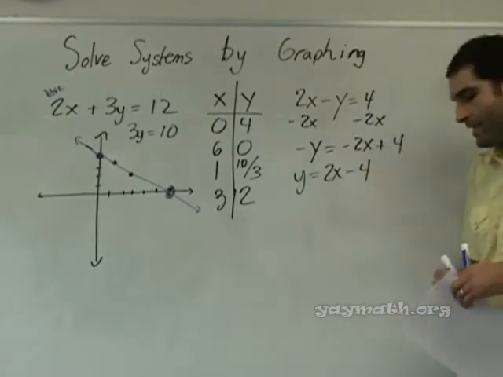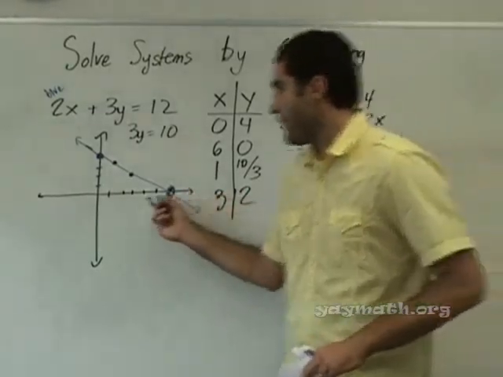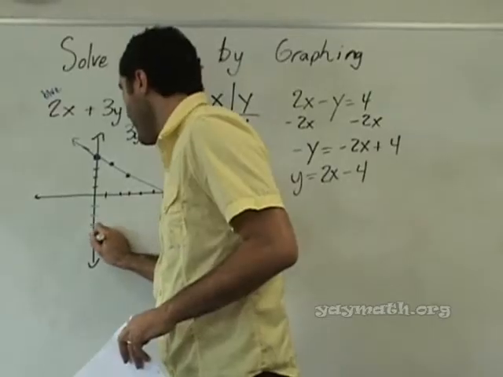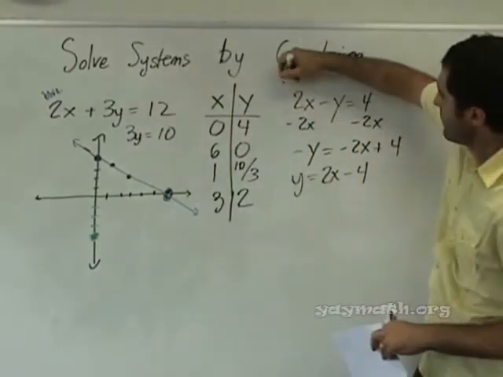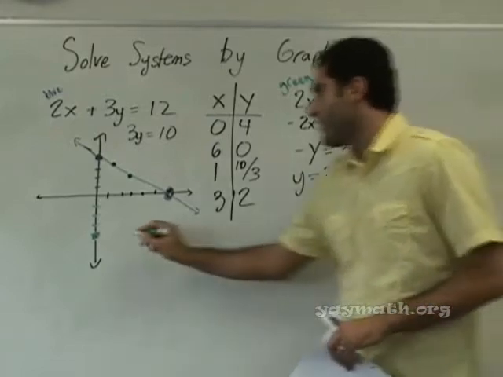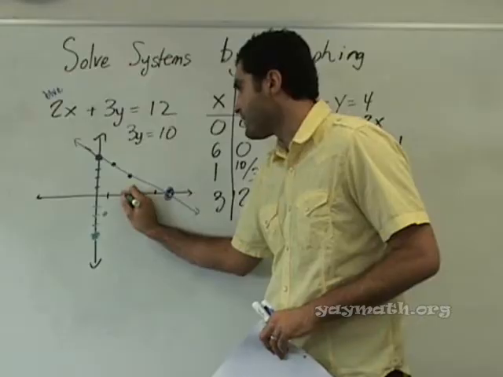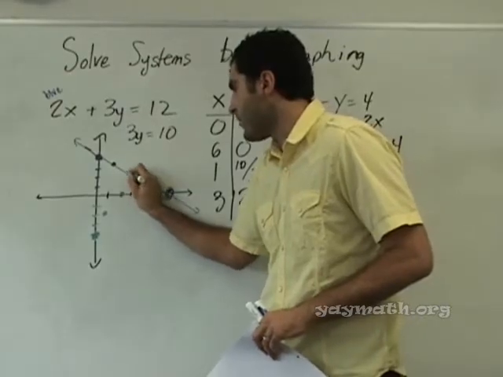Let's go ahead and graph that line. Minus 4. I'm graphing this in green. Color coding is fun. 2 over 1.